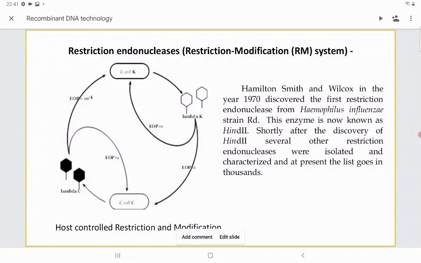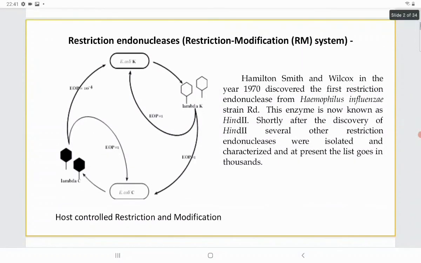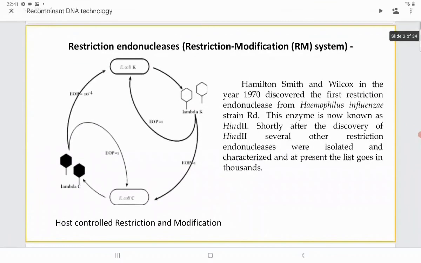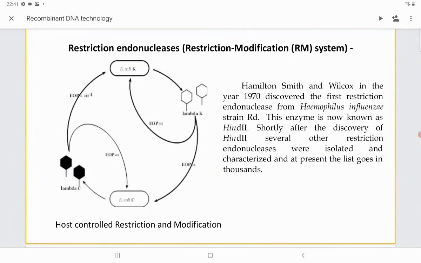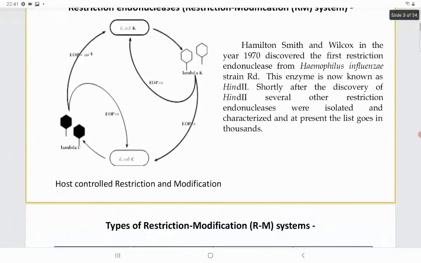Hamilton, Smith and Wilcox in the year 1970 discovered the first restriction endonuclease from Haemophilus influenzae strain Rd. This enzyme is now known as HindII. Shortly after that, many different restriction endonucleases were isolated and characterized, and we now know that there are thousands of different types of restriction endonucleases.